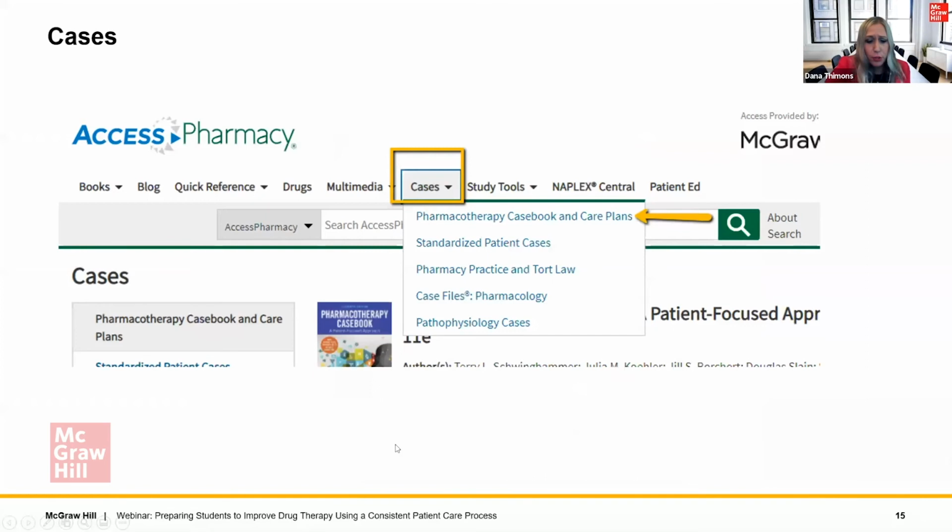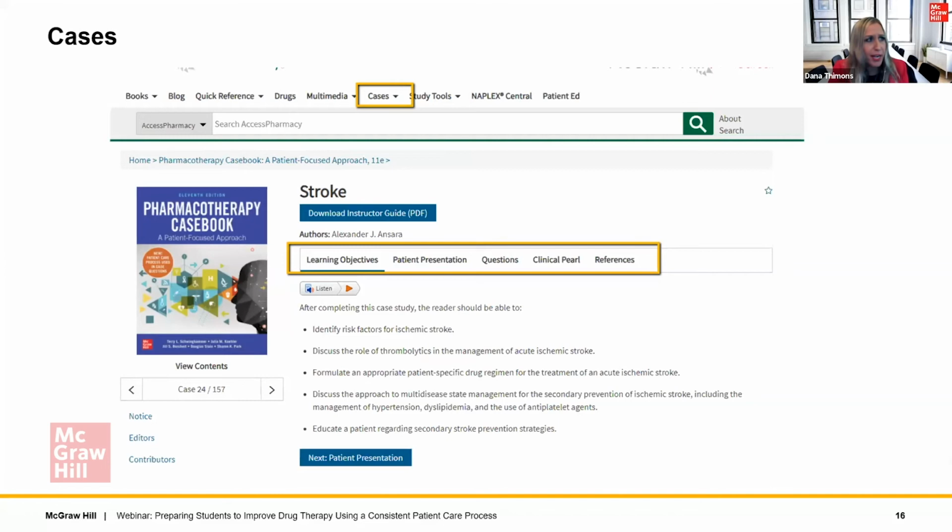So Dr. Schwinghammer had mentioned the cases. You'll find the cases on Access Pharmacy under the Cases tab. And then you can scroll down to the Pharmacotherapy Casebook and Care Plan. Within the cases, you'll see learning objectives, the patient presentation, questions, clinical pearls, and the references. And you can see here on mine, the instructor guide. So as Dr. Schwinghammer mentioned, faculty can request that, and then you have the instructor guide. And user services can turn that on for you.